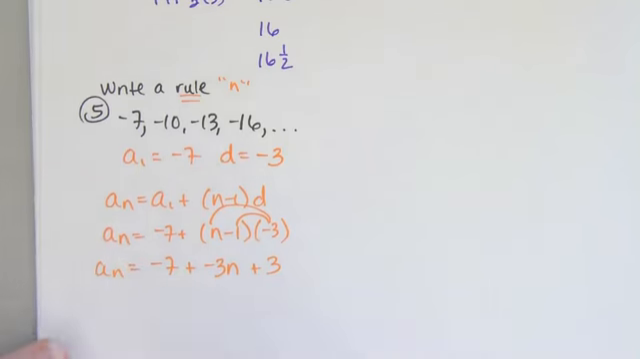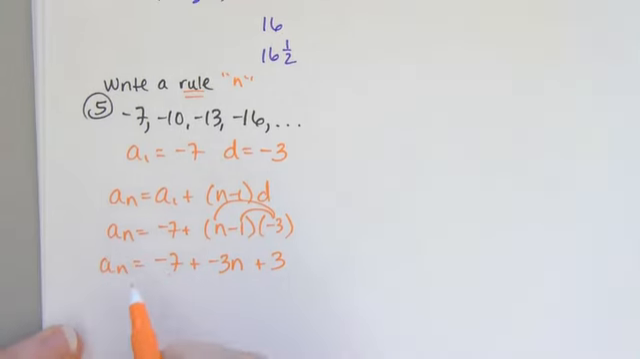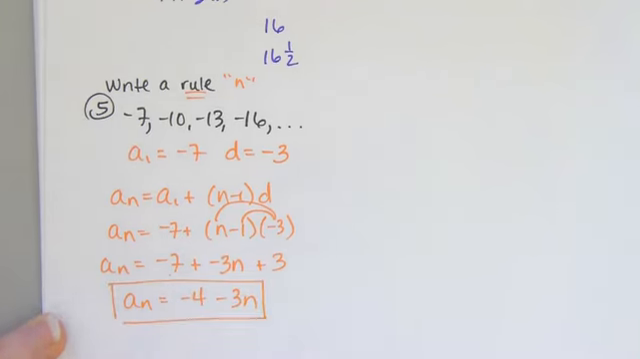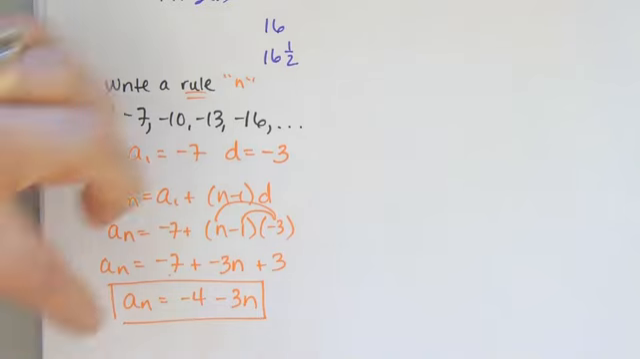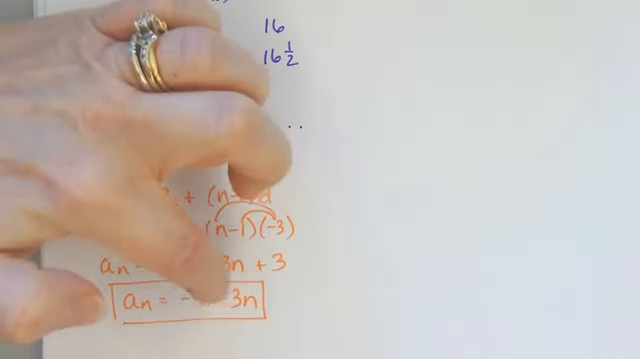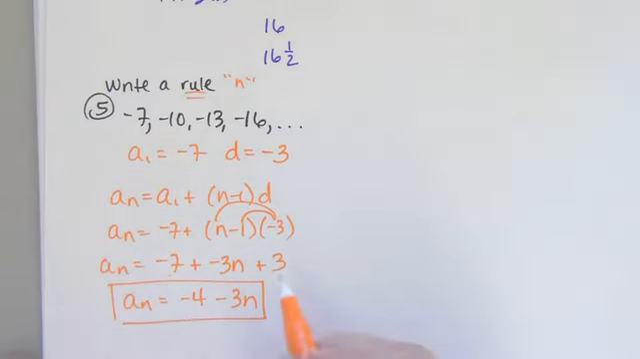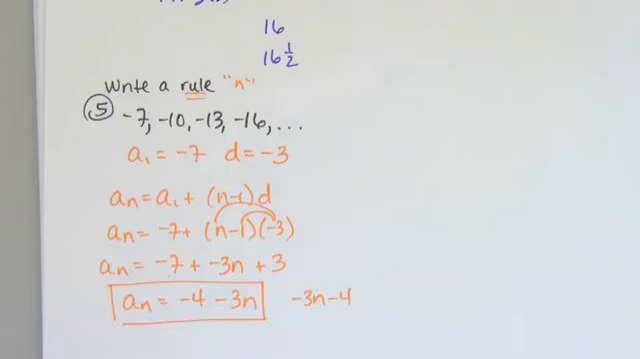We're almost done. Combine like terms. So -7 plus 3 is -4 minus 3n. Now, I typically put my constant first and then what it's changing by second. If you wrote -3n minus 4, it means the exact same thing. So just keep that in mind. Right, so that's how you write a rule.